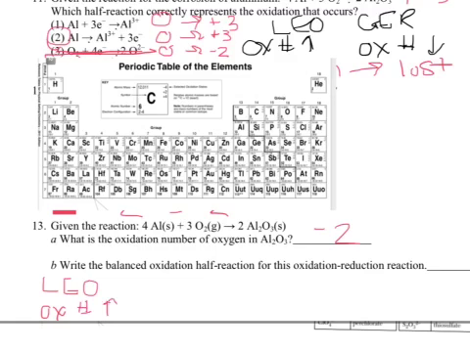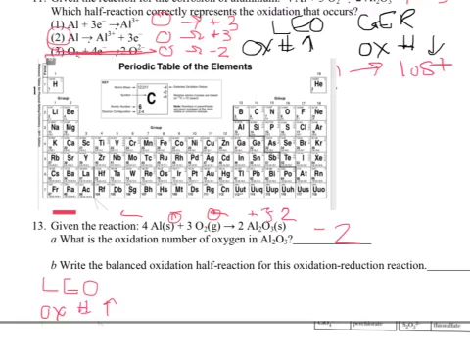So we'll start by assigning the oxidation number of all of the elements in the equation. We start with aluminum. It's by itself, so its oxidation number is 0. And then we go to oxygen, where again it's by itself, so its oxidation number is 0. In aluminum oxide, oxygen has an oxidation number of -2 from our periodic table. Again, in our periodic table, aluminum here, element number 13, only has 1 oxidation number, +3.